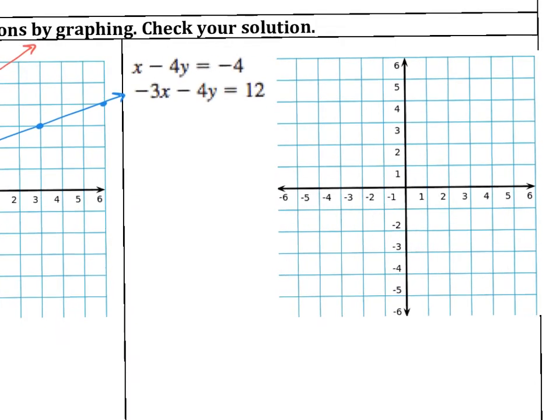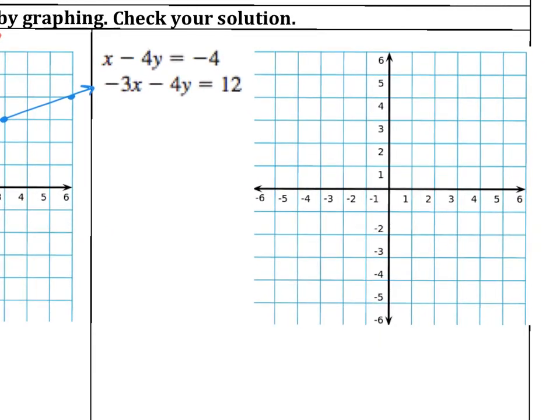Okay, let's move on to our next example. Or not example, but homework problem. I've got two equations. I've got a blue one, and I've got my red one. These are not in slope-intercept form, so I need to get them into slope-intercept form in order for me to graph them.